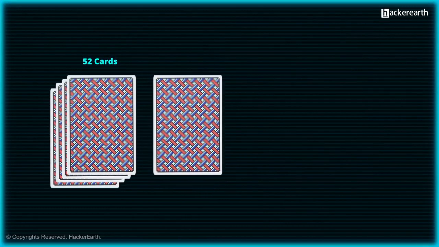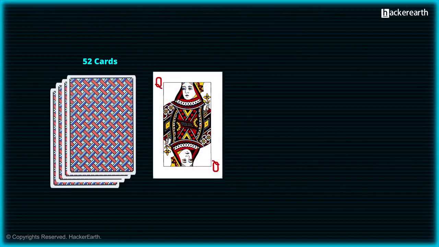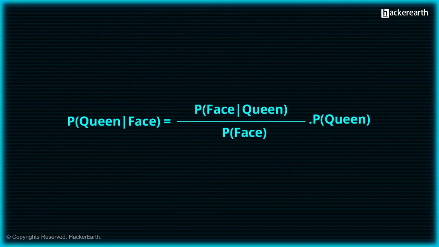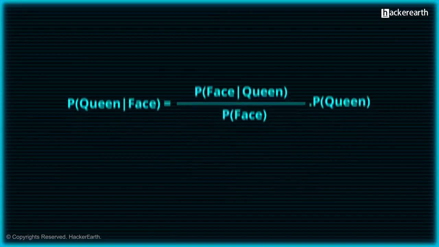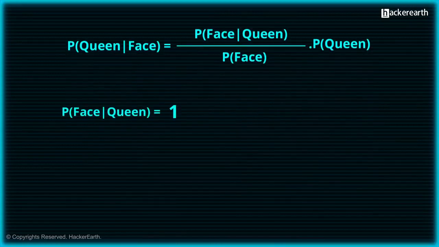Suppose we have to draw a single card from a standard deck of 52 cards. Now the probability that the card is a queen, which is P of queen, is equal to 4 by 52, which is equal to 1 by 13. If we are given evidence that the card that we picked is a face card, the posterior probability, P of queen given face, can be calculated using Bayes' theorem as P of face given queen multiplied by P of queen upon P of face. Now P of face given queen is equal to 1, because given the card is a queen, it is definitely a face card.